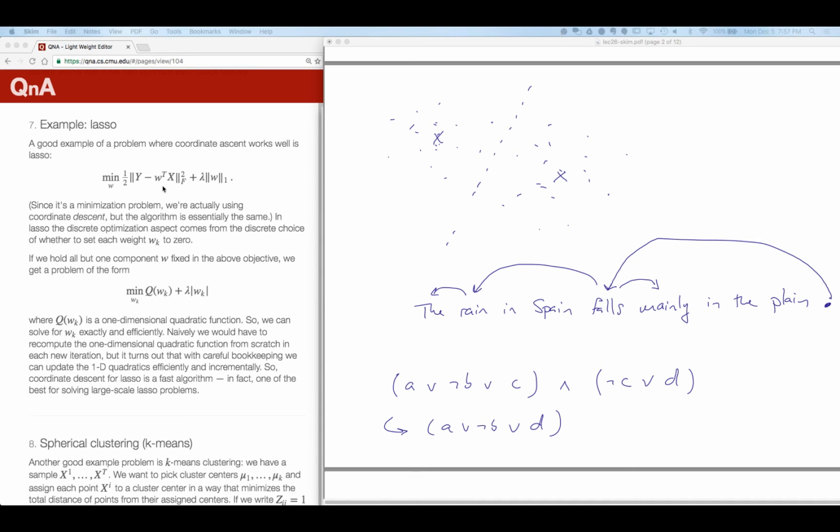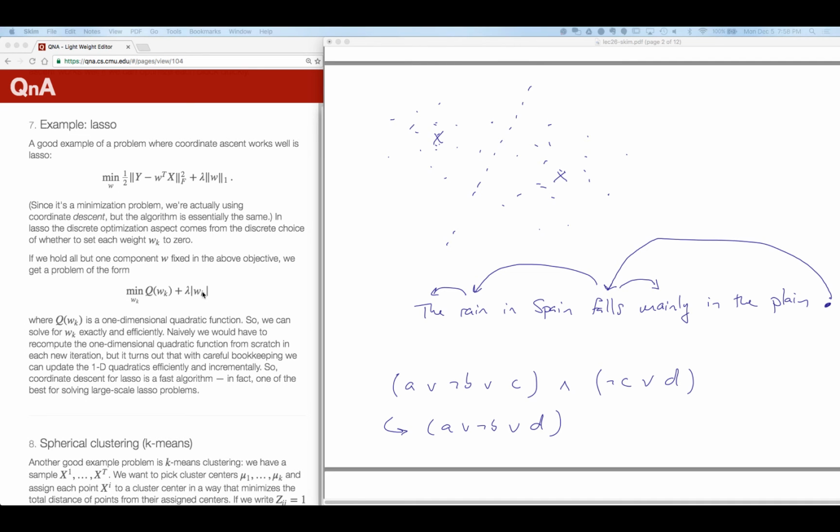So if we hold all but one component of W fixed, we get the absolute value of that component times lambda, right? That's what's in here. All of the other components don't matter because they're fixed. And this here becomes a quadratic function of W. And so we get a single variable quadratic plus absolute value minimization problem. And it turns out that we can solve that efficiently and exactly. And so that means that we can do the coordinate descent updates efficiently in Lasso.